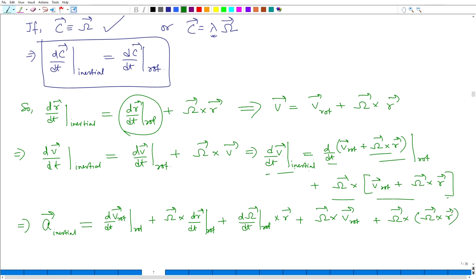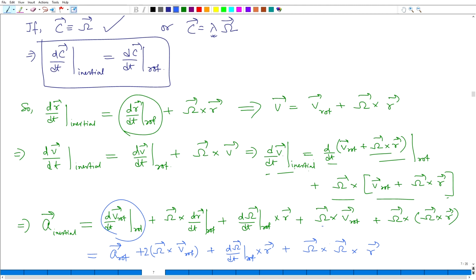Now, you see here I have several interesting things. This one is the acceleration measured in the rotational frame, so I can write this as A rot. This term, omega cross v rot, and there is another omega cross v rot, so I can have 2 times omega cross v rot, plus d omega/dt rot cross r, plus finally omega cross omega cross r, okay.